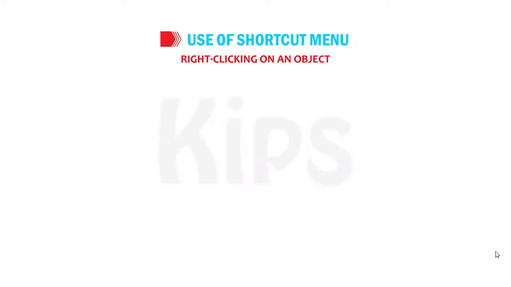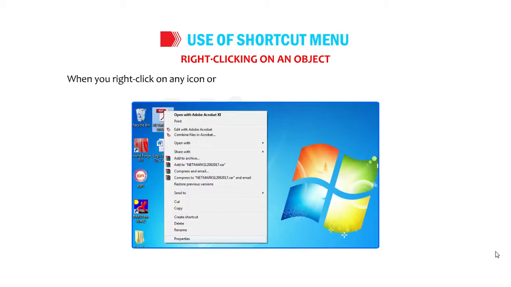Right-clicking on an object. When you right-click on any icon on the desktop, you will find an entirely different menu. The Properties option will be found at the bottom of the list.